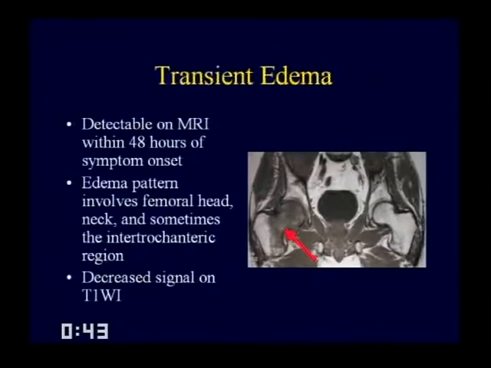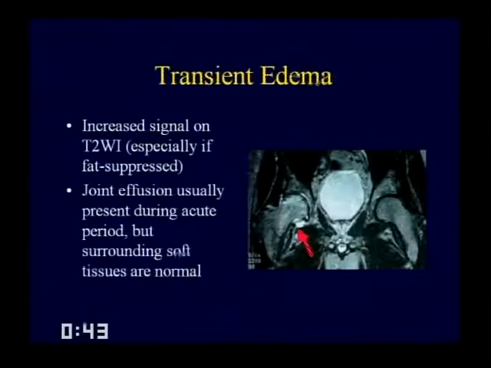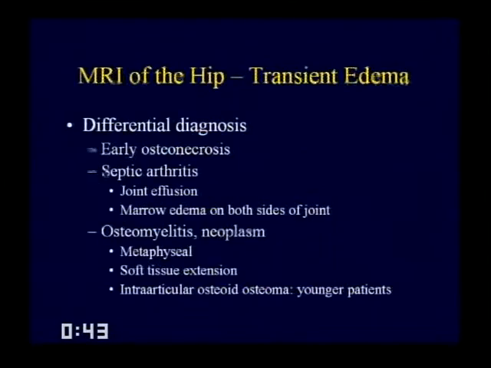Transient edema is detectable on MRI within 48 hours of symptom onset, and you'll see an edema pattern that involves the femoral head, neck, and sometimes the intratrochanteric region. It's going to be of decreased signal on T1 weighted images and increased signal on T2 weighted images, especially if they're fat suppressed. You will commonly see a joint effusion in the acute period, but the surrounding soft tissues otherwise will be normal. There is a differential diagnosis that includes early osteonecrosis, which we'll talk about shortly.